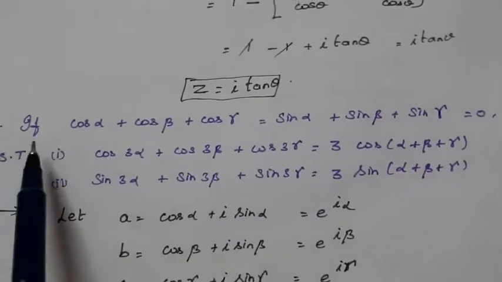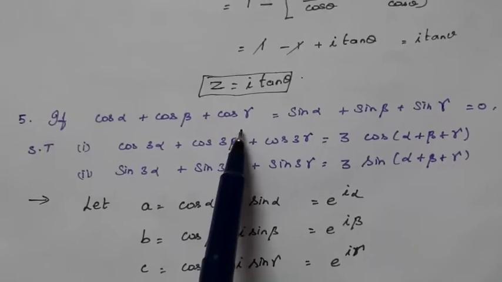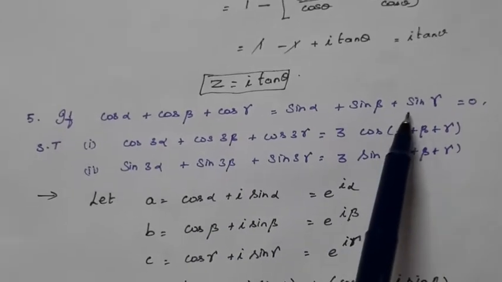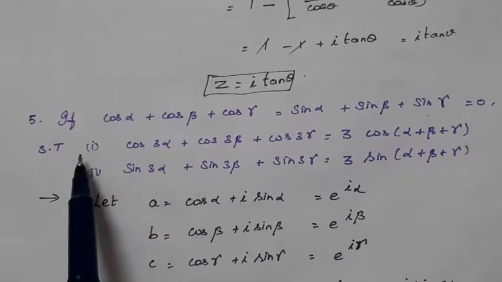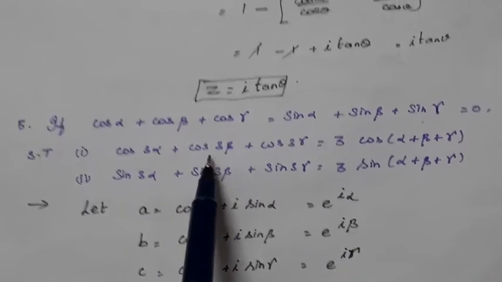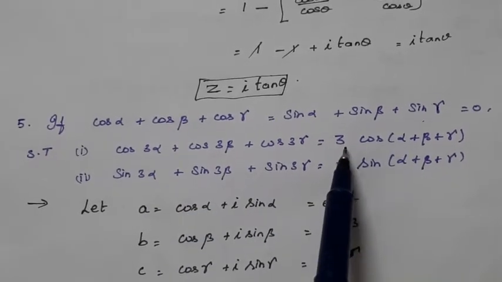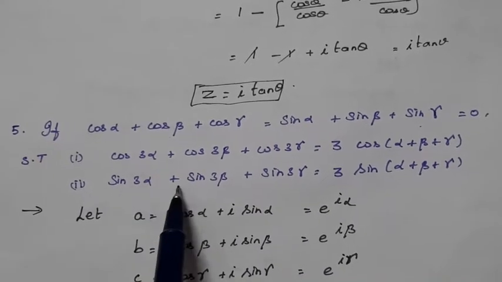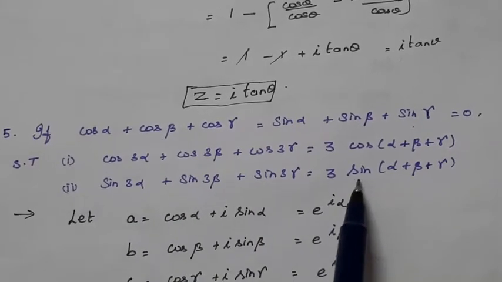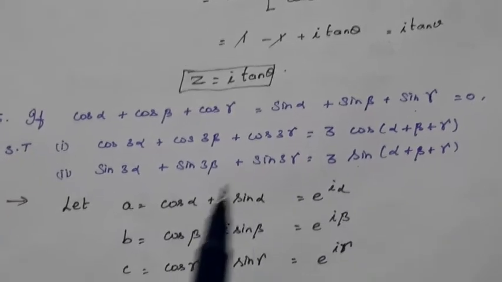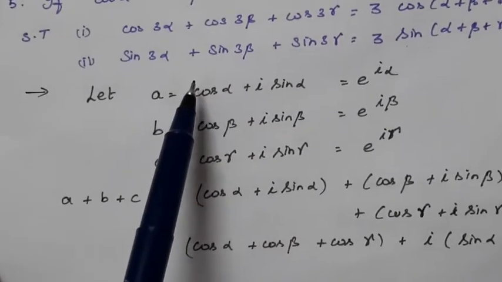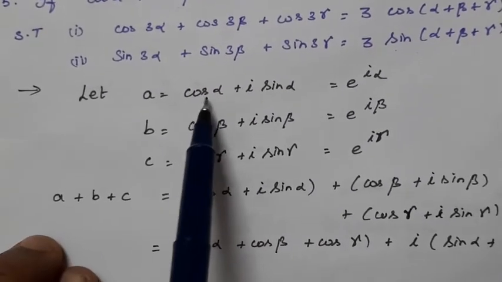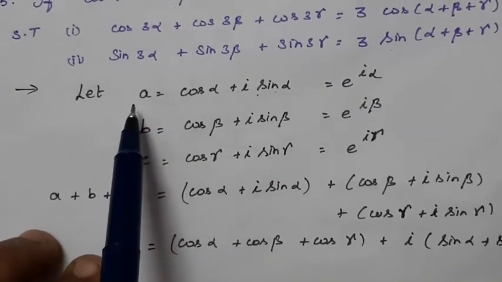Next, fifth one. If cos alpha plus cos beta plus cos gamma is equal to sin alpha plus sin beta plus sin gamma equal to 0, show that cos 3 alpha plus cos 3 beta plus cos 3 gamma is equal to 3 times cos of (alpha plus beta plus gamma). Similarly, sin 3 alpha plus sin 3 beta plus sin 3 gamma is equal to 3 times sin of (alpha plus beta plus gamma). To do this problem, let us take cos alpha plus i sin alpha as some a.